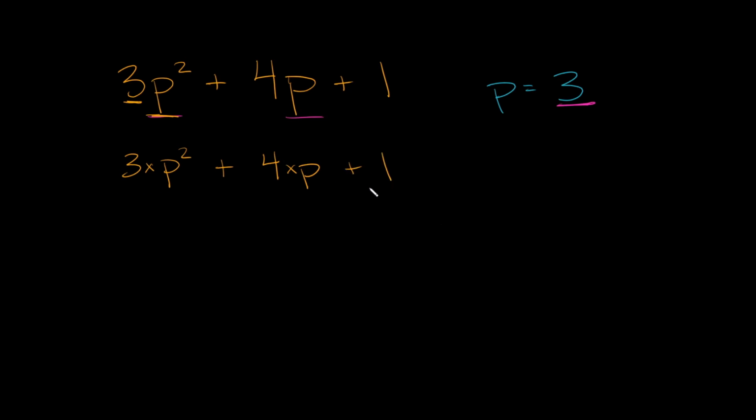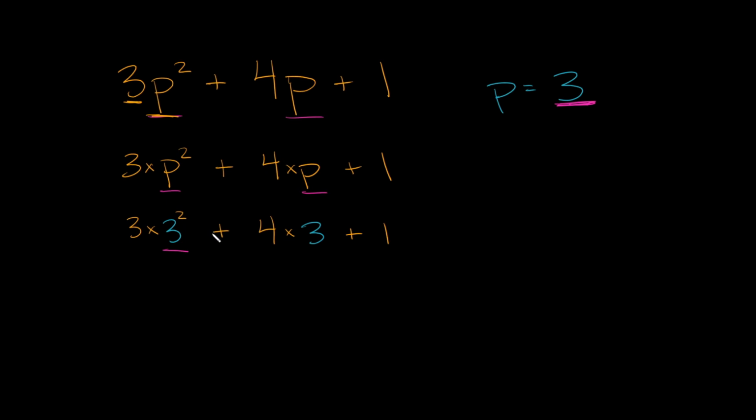Okay, so now I simplified my expression a little bit. It's a little easier to work with. So now I'm going to plug this 3 in to here and to here, right? Because that's where the p's are. So I'm going to have 3 times 3 squared plus 4 times 3 plus 1. Okay, so now how do we start simplifying this? Well, remember, according to our order of operations, we always start with parentheses. Do we have any parentheses here? No. Okay, next comes exponents. Do we have any exponents here? Yes, we have an exponent right here, right? So this is where we're going to start, 3 squared.